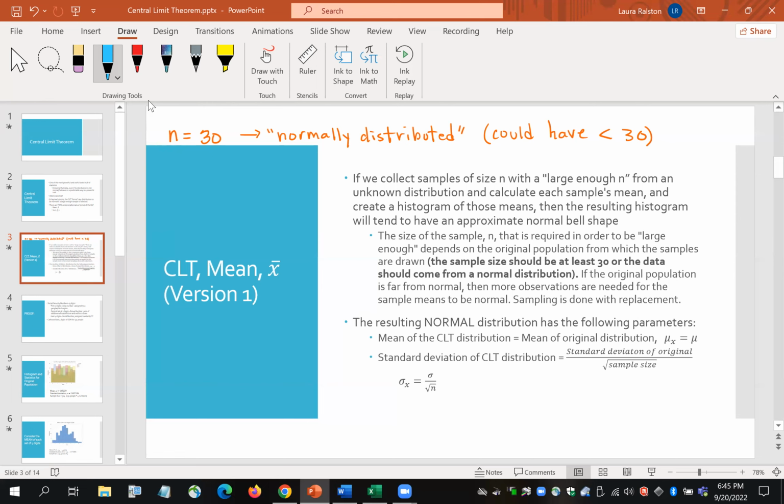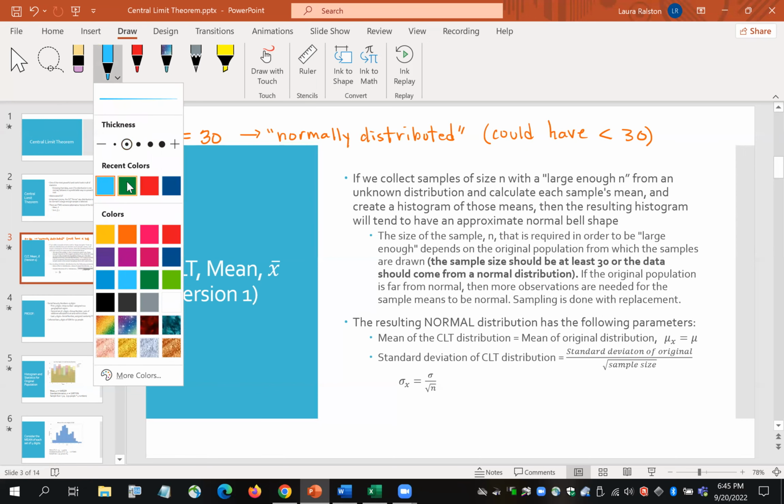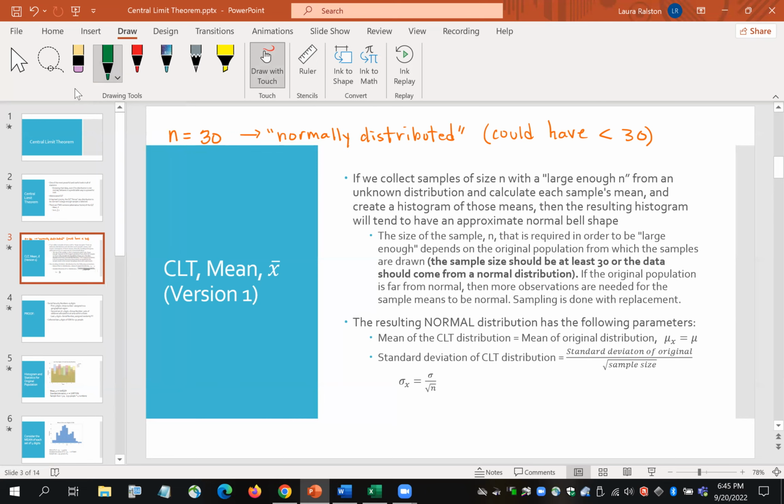But if you don't know, see, this says if you have an unknown distribution. So if I have an unknown distribution, then I pretty much have to have 30 or more. So n has to be at least 30 or more if we have some unknown or not normal distribution.